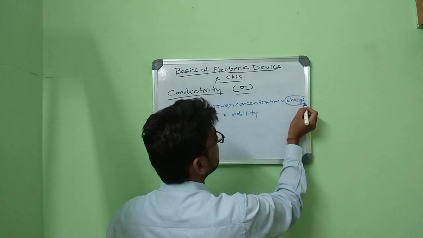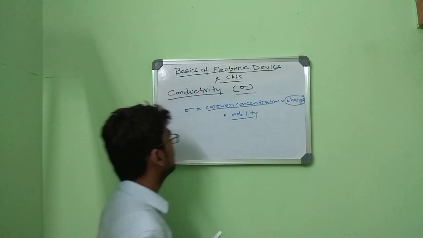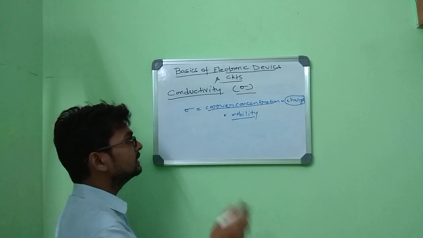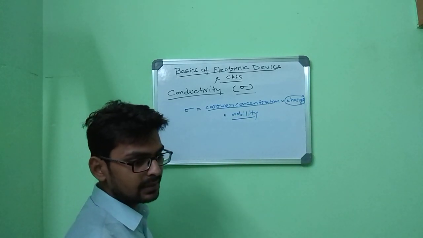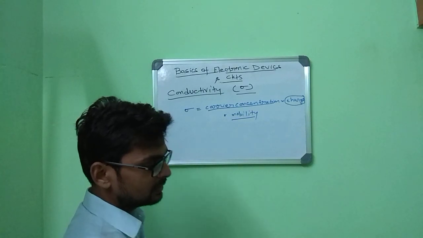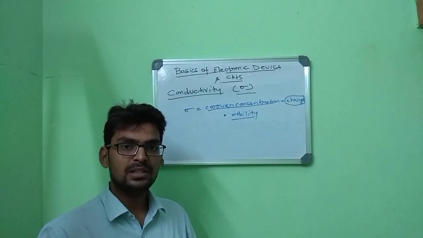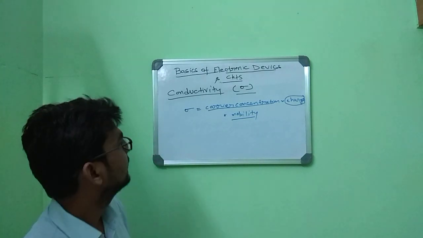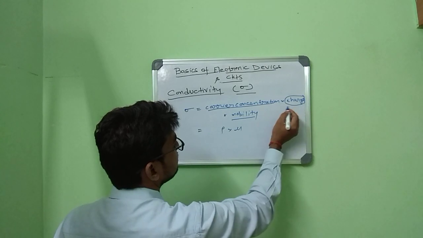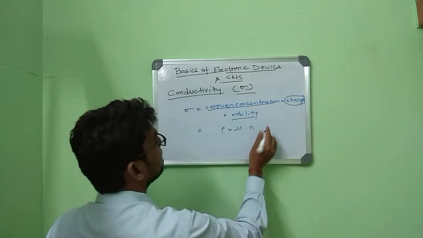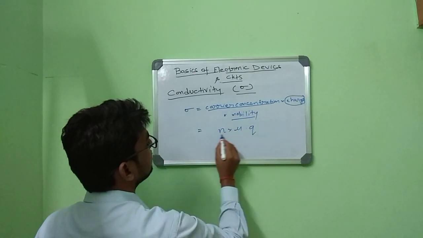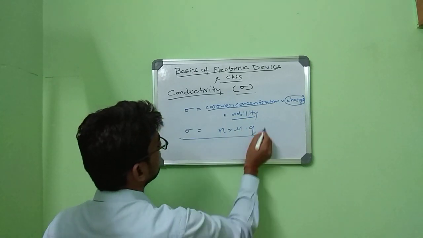The charge is fixed, but carrier concentration and mobility play a very important role in the conductivity of any material. If mobility is high, then conductivity is very high. That is very important for electronic devices. Conductivity should be very high for electronic devices, as well as for different applications like switching purposes. Carrier concentration is denoted by n, mobility by mu, and charge by q. This is sigma in the case of metal.